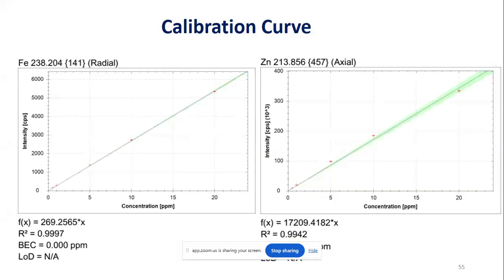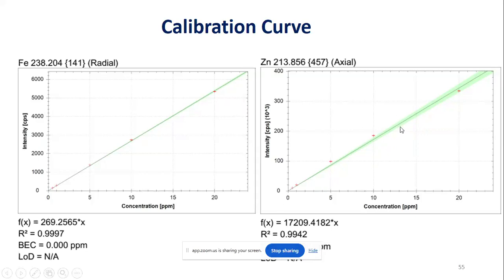This is what a few calibration curves look like. So these are the calibration curves from our samples. For example, for iron we had the calibration curve. For iron, we select 238.2 as the wavelength for intensity. We prepare the samples at different concentrations: 0.5, 1, 5, 10, and then 20. We run these standards on the instrument, and we get the calibration curve. We check the accuracy, R square, and all these things.